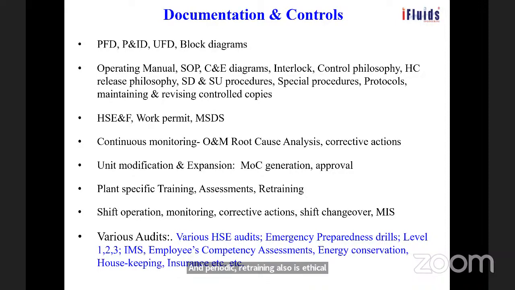And the same way, shift operation monitoring, corrective actions, shift changeover, all these things are part of the documents, because they have to record each and every activity and monitor, and they go through and recheck whether everything was normal or not. And a lot of audits take place, various safety audits, emergency audits, emergency preparedness level 1, 2, 3, the quality checks and all those things.